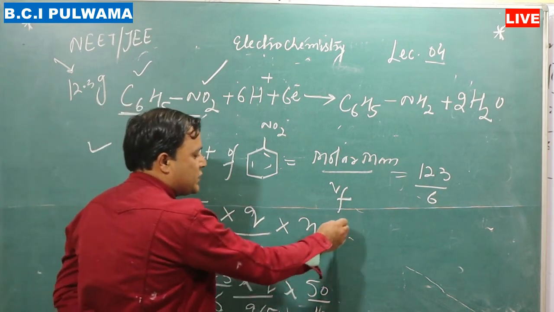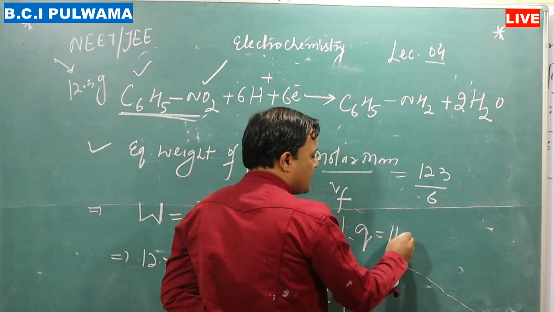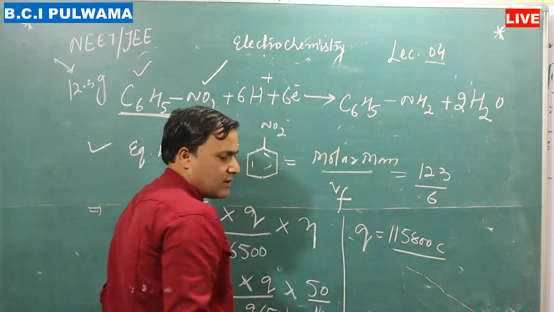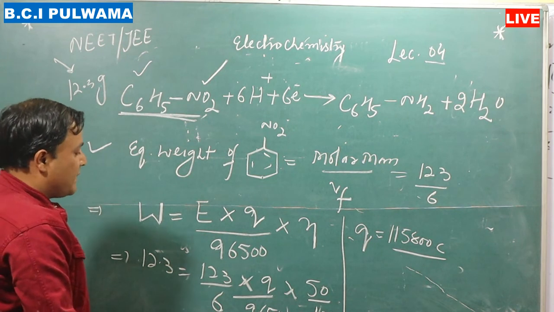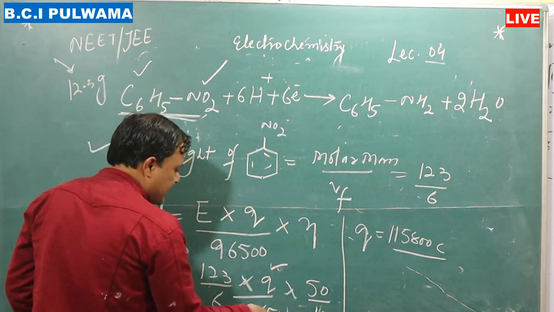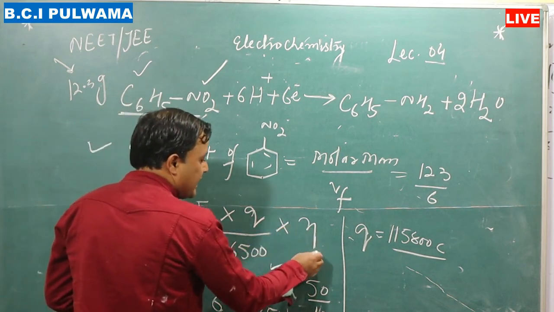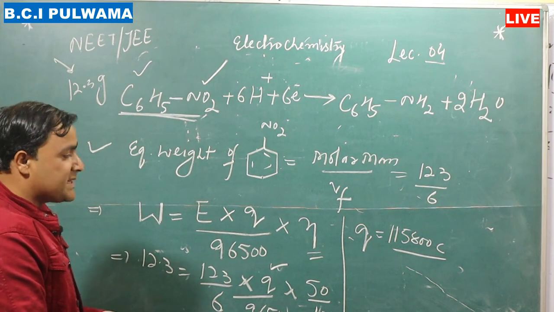If you substitute the values, Q comes out to be 115800 coulombs. If you solve, this is simple mathematics now. But our problem mentioned efficiency of 50%. So what is the energy?